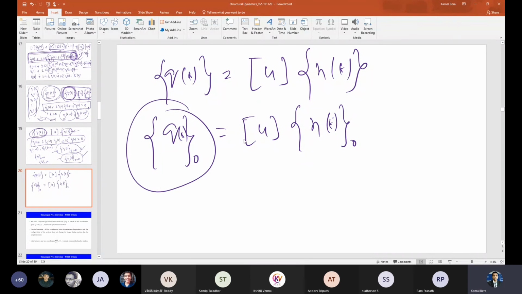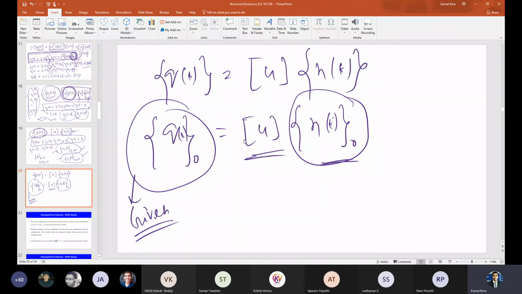So this is the specified, given initial condition in the physical coordinate. This is known to you. Can you find out this? How to find out this? Like u inverse, both inverse. U inverse. Okay. Anything else? Okay, you are right. Mathematically, you are right. You can take the inverse.